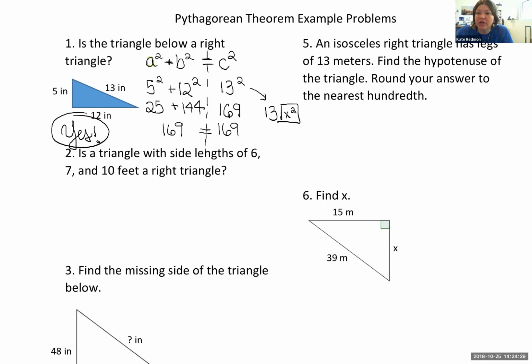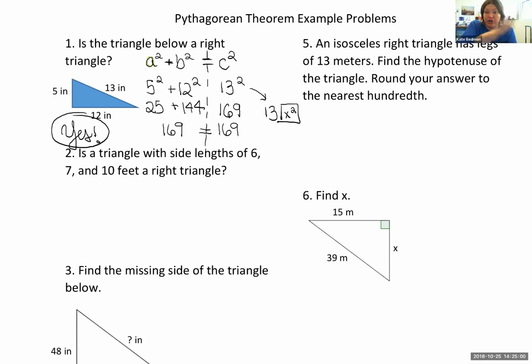So notice when I plugged in, I didn't have any letters left. Can you see that, Bianca? My A, my B, and my C all went away. Yes. Which tells me that I wasn't trying to find A or B or C, not find a missing measurement. Rather, I was trying to see if this relationship was true. And because the left-hand side came out equal to the right-hand side, I found out that the Pythagorean theorem was true. If the Pythagorean theorem is true, the triangle is a right triangle. Does that make sense? Yes. Okay, cool.